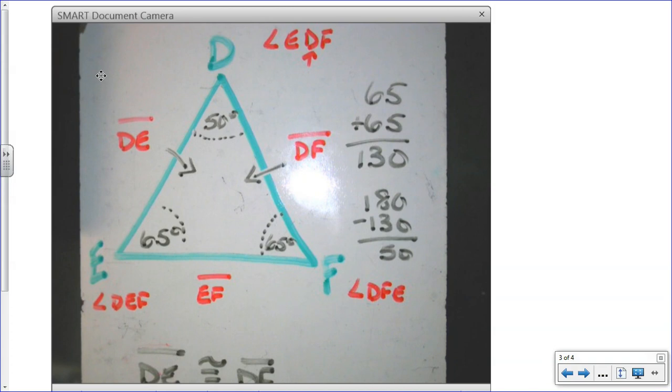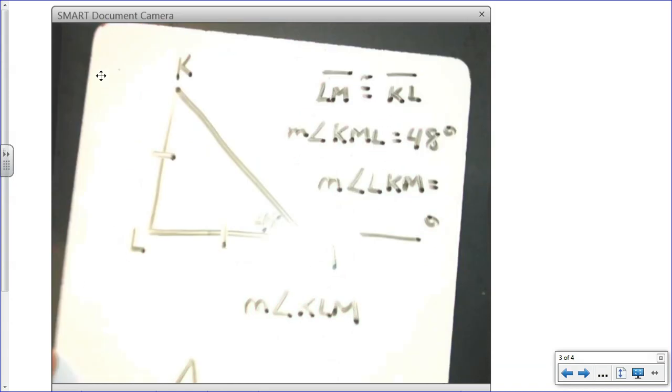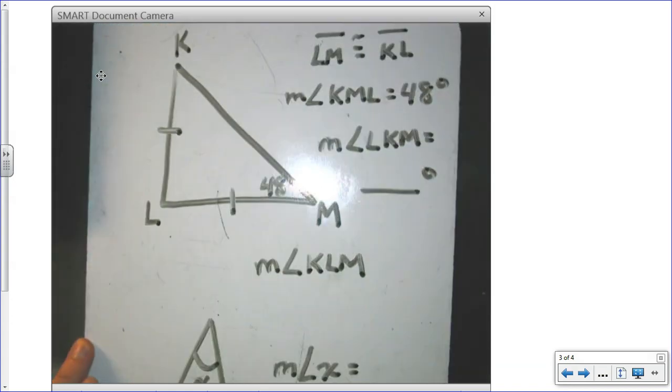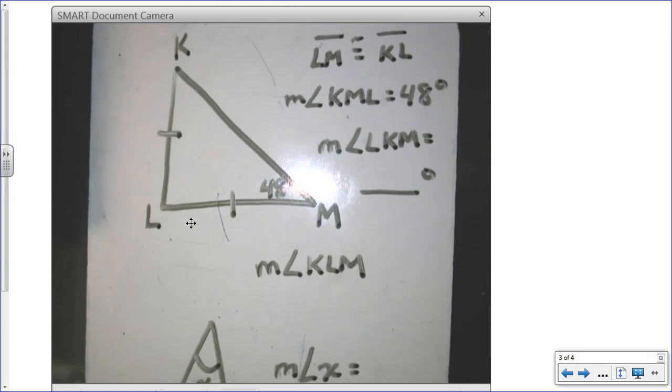Let's take a look at a few other problems now and see how we can use isosceles triangles to help us find other missing angle measurements. So in this next example that I've drawn out, I have an isosceles triangle, and it looks like it could be a right triangle over here, correct? It looks like this angle could be a right angle. Don't get tricked by that. We have to prove that this angle is a right angle or is not a right angle.